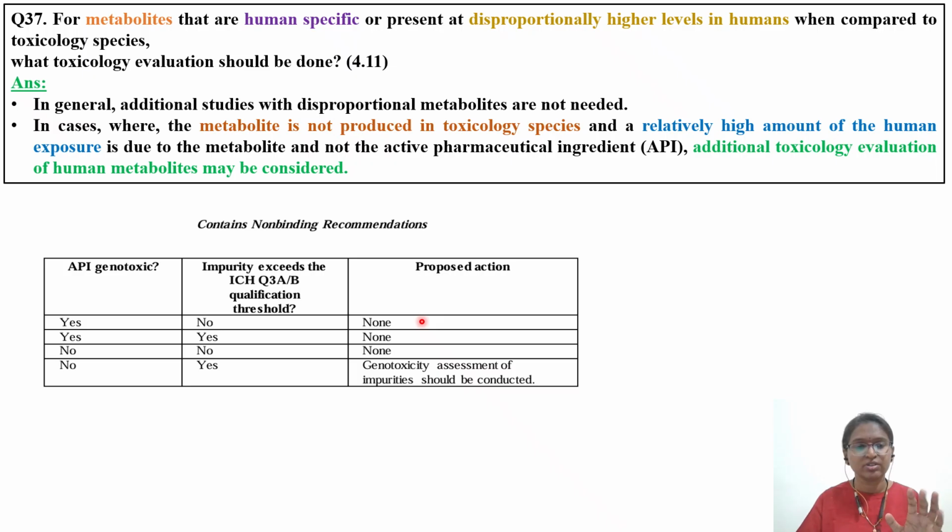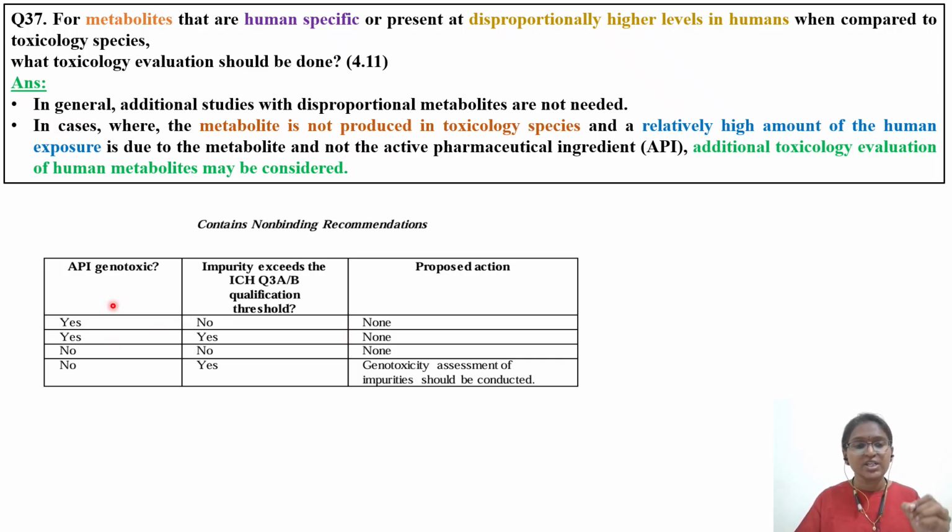If the API is genotoxic, yes, whatever the experimental drug I am doing, that is genotoxic, and the impurity exceeds the ICH Q3A, Q3B limit, then also there is no need to do any action, because the API itself is genotoxic. Whether the impurity is genotoxic or not, it is a part of this only, so there is no need to take any action.